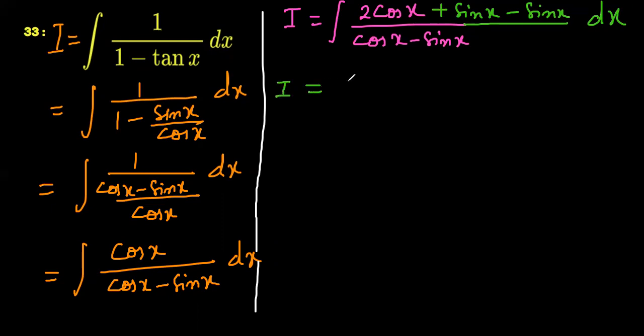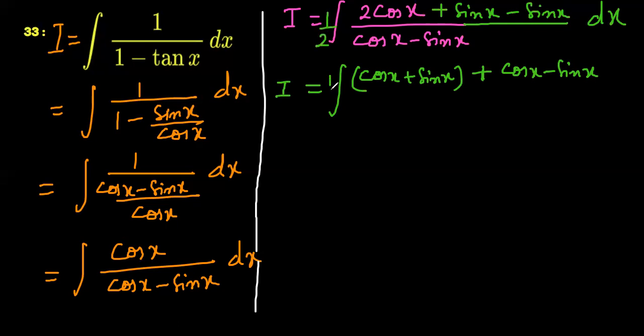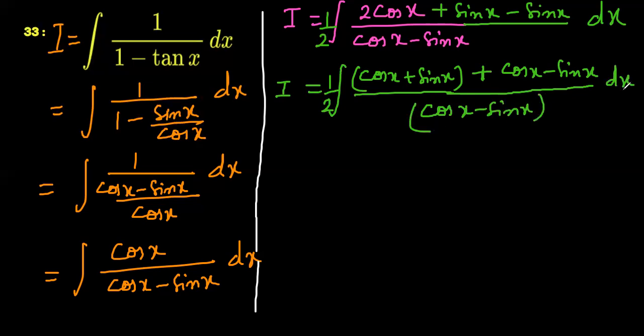So the integration now looks like this. 2 cos x plus sine x can be written as cos x plus sine x in one bracket, and in the other bracket we can write cos x minus sine x. Actually, when you multiply by 2, you divide also by 2, so that 2 you can write outside. So this will remain outside: cos x plus sine x divided by cos x minus sine x in the denominator, dx. And then we will split our function.